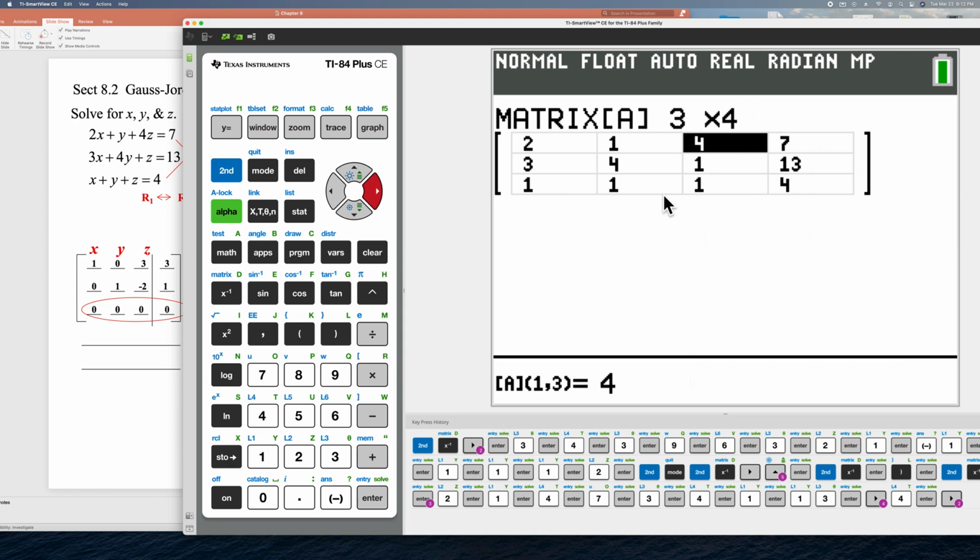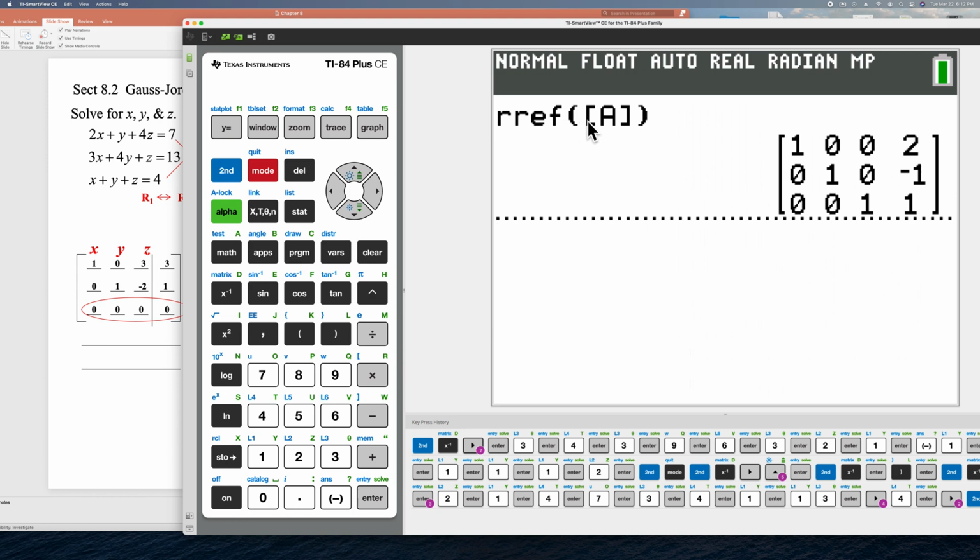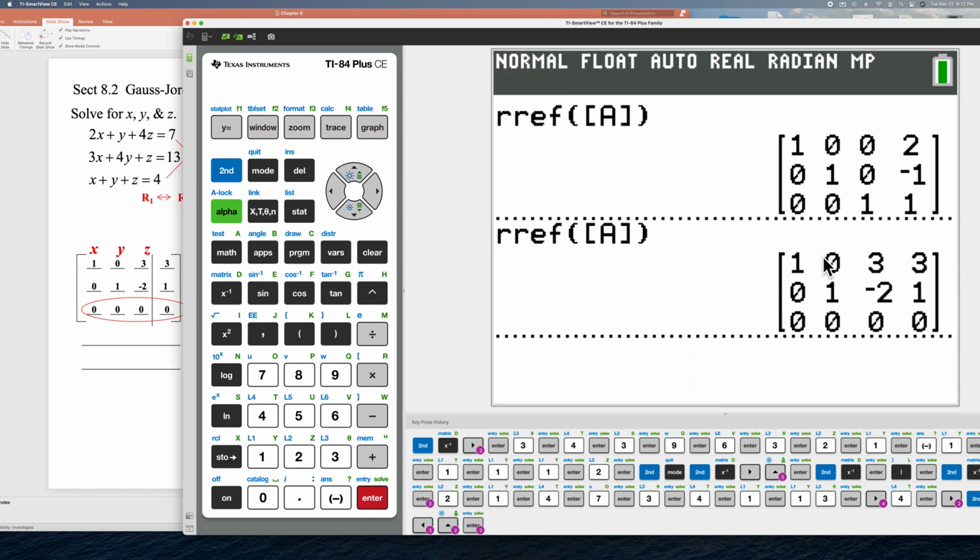Now, the nice thing here is when we go to the home screen, second quit, you can just go grab that previous entry. Paste it in, hit enter, and there's my answer. All right, so wait a minute. I don't have a downhill diagonal of 1s. What's going on here? Oh, yeah, look at this last row here.